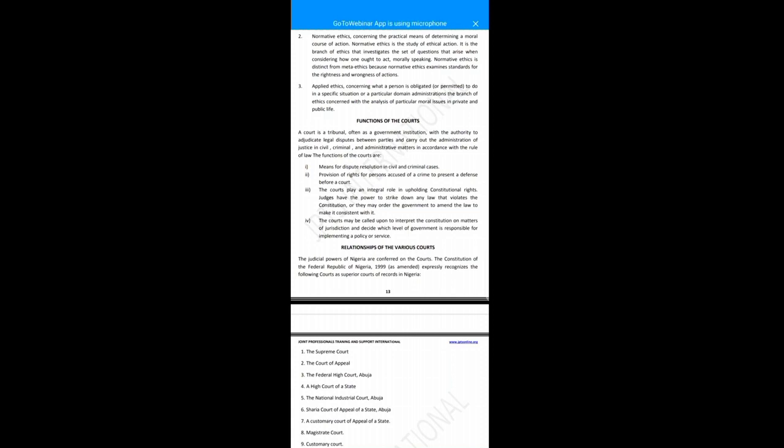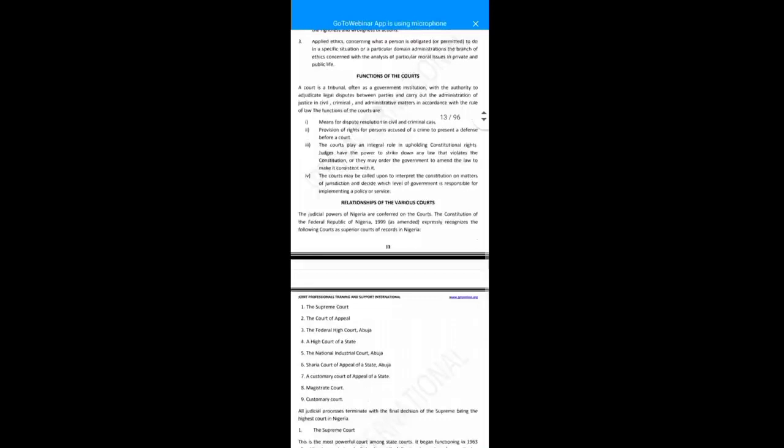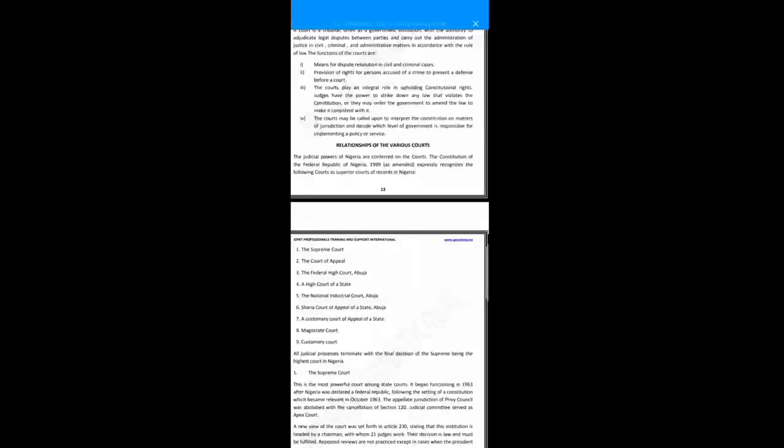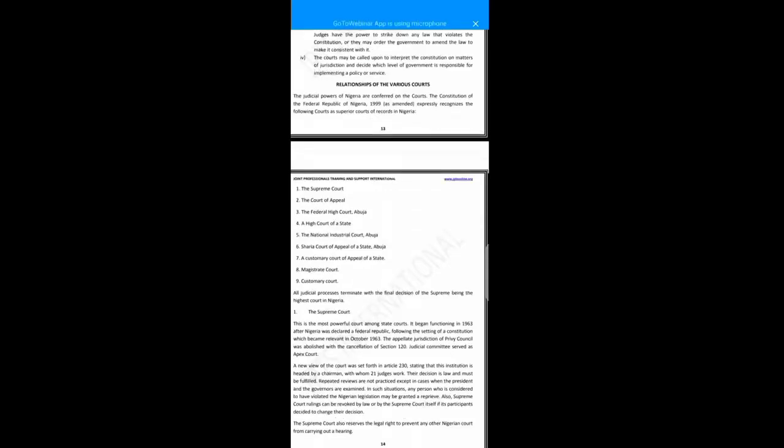These are the various courts in Nigeria. We have the Supreme Court, the Court of Appeal, the Federal High Court, the National Industrial Court, the Sharia Court of Appeal, a Customary Court, and the Magistrate Court. All judicial processes terminate with the final decision of the Supreme Court, being the highest court in Nigeria. That is the highest court in Nigeria.